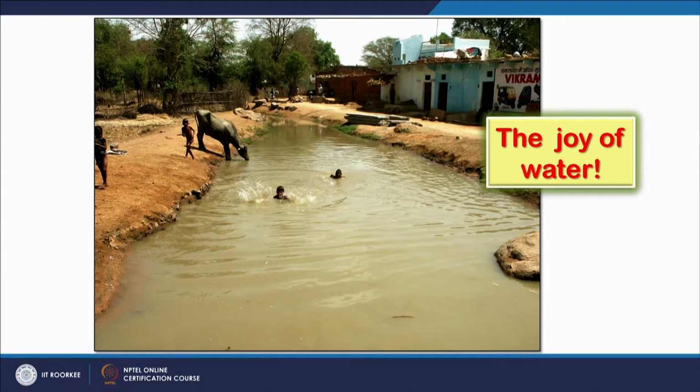And this is the benefit of water. This is the joy of water in an area where water was scarce, but because of the construction of these reservoirs, and especially these canals, which are completely unlined canals, they are recharging the groundwater regime. As you can see in the surroundings, you are having growth of vegetation. In just a few years' time, you will have vegetation growing all over the area.